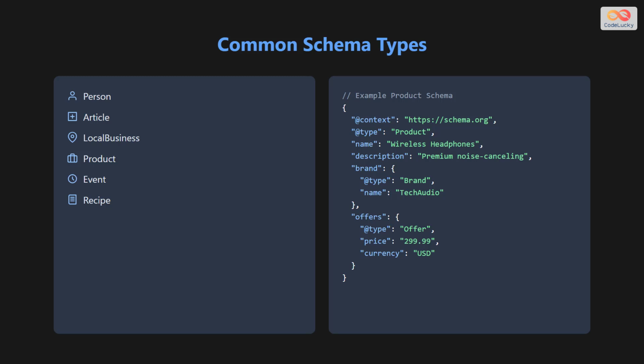There are several common schema types you can use. These include person for marking up information about an individual, article for blog posts and news articles, local business for businesses with physical locations, product for products you sell, event for upcoming events, and recipe for culinary recipes. Here is an example of a product schema which has a context, type, name, description, brand, and offers with price and currency details.